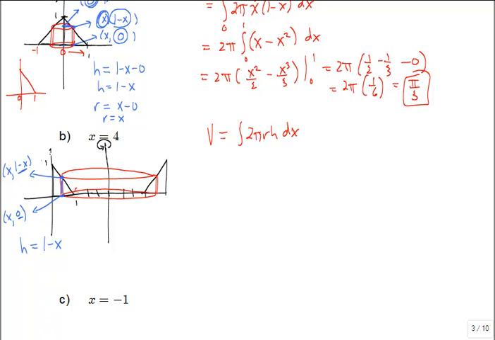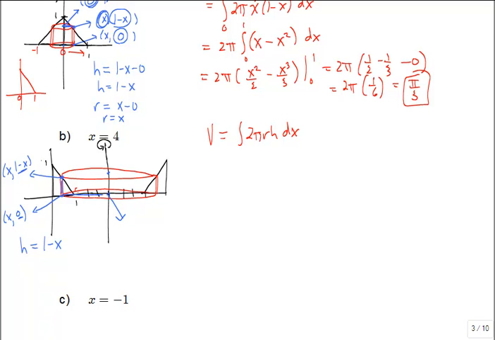axis of revolution is not the x or the y-axis. It's actually x equals 4. So we're going to have a little bit of a shift going on here. So to get the radius, you need one of these center points, and you can either do the one on the top or the one on the bottom. It doesn't matter which one. I'll just do the bottom one this time.